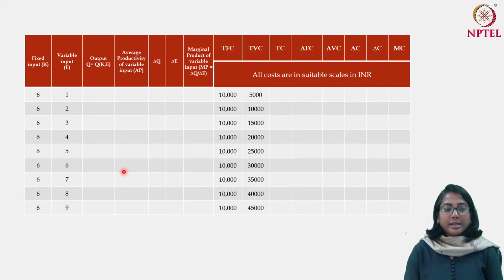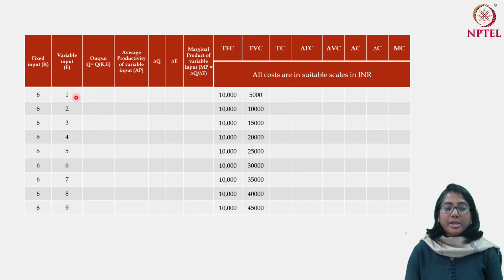Next, we are inserting the variable input. Along with 6 units of fixed input, we are putting 1 unit of variable input, and at every stage we just go on adding 1 extra variable input, and we will see what is going to be the total variable cost. There is a simplified assumption where we have assumed that each incremental unit of energy, that is the variable input, will cost 5,000 rupees.